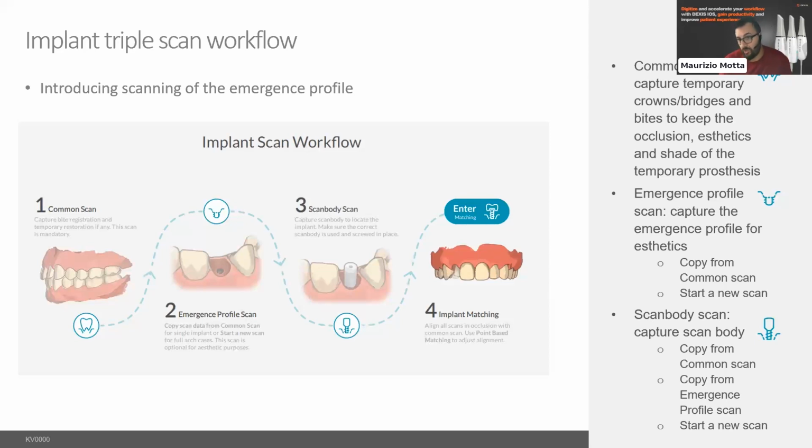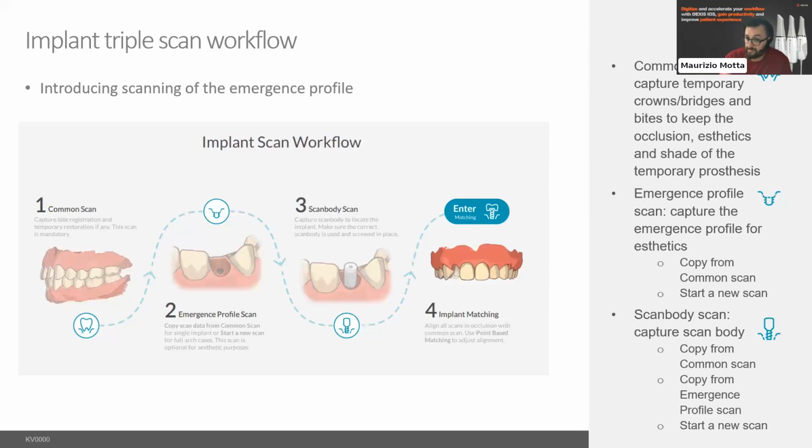Then you can copy the data or start a new scan to scan the emergence profile, deciding to copy the data or start a new scan depending on the case. If you have just one or two implants, you can copy and just cut out the implant. If you have a bigger area, like a full edentulous case, or big soft tissue surfaces, it's probably easier to start a new scan and rescan the full arch.